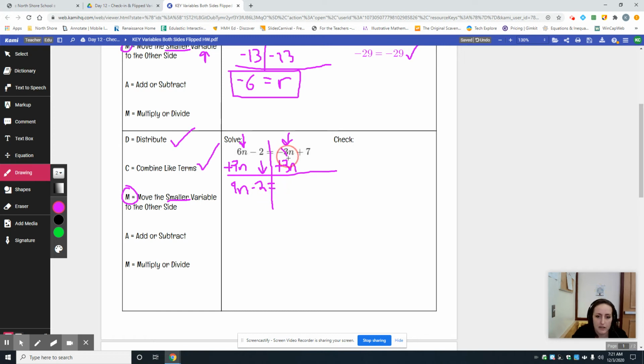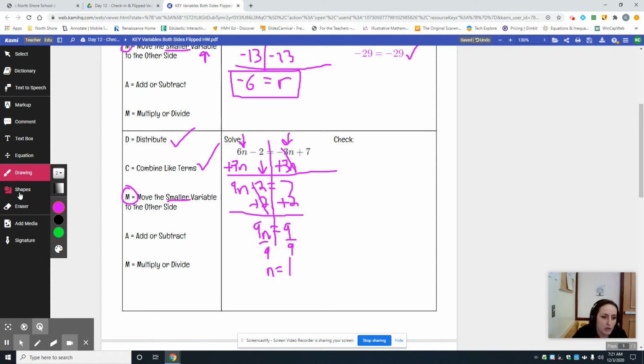Equals, these cancel out, leaving you with 7. Now this is a regular two-step equation. Go ahead and solve it. Pause the video. Alrighty, check your answer with mine. Make sure that you got the correct answer of 1.